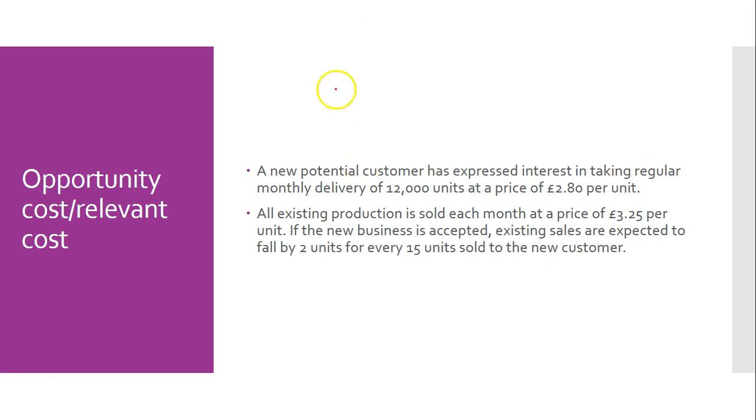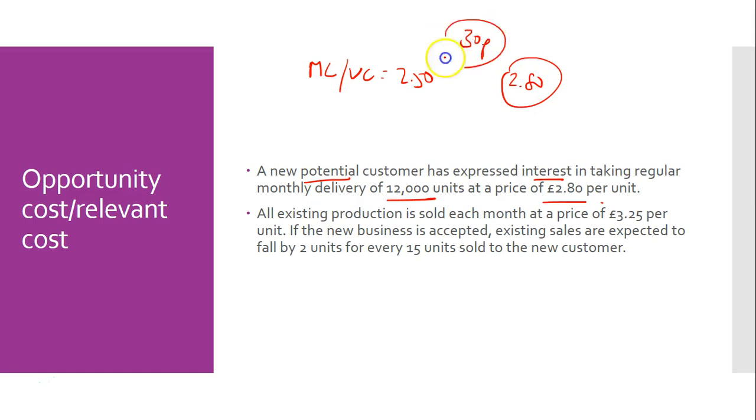So with that in mind, knowing that the marginal cost or the variable cost is £2.50, it says that this new guy comes along and has expressed interest in taking a regular monthly delivery of 12,000 units at a price of £2.80. So he's offering you £2.80. So that's 30p more than this £2.50.